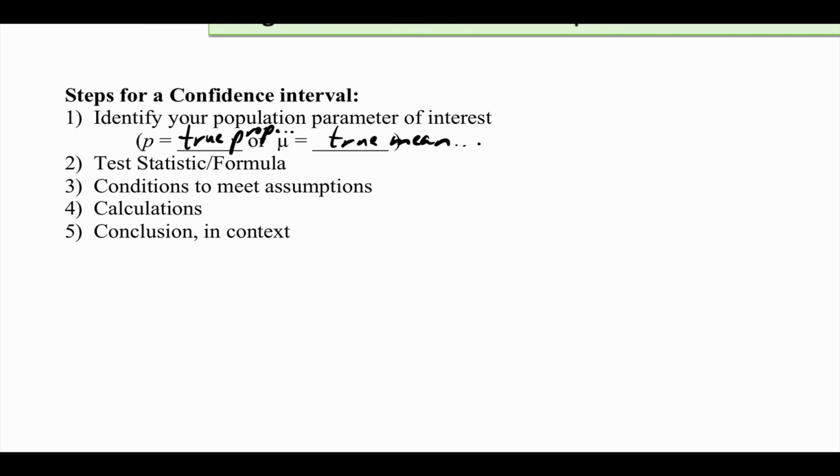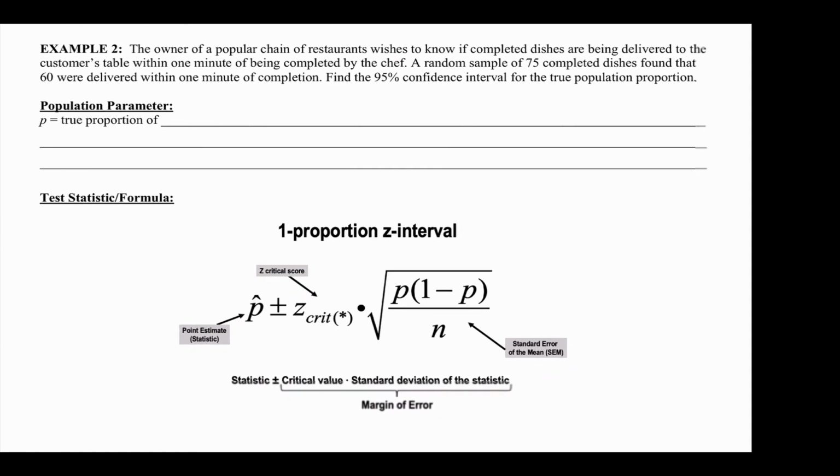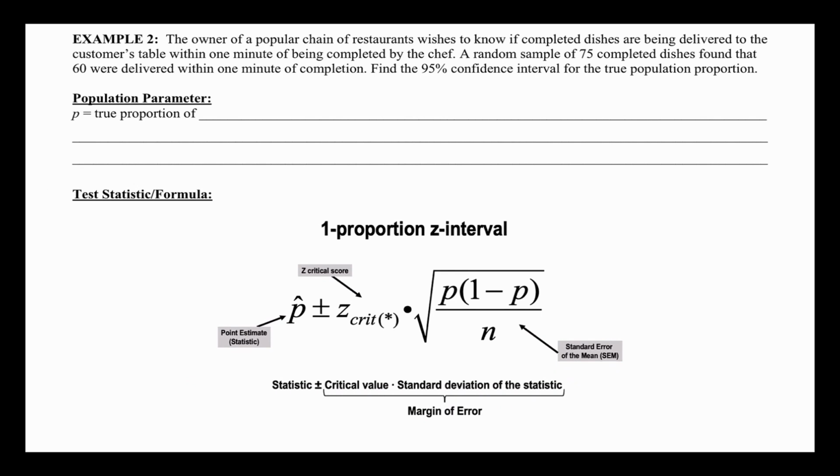Calculations. You did that before in the last test. Conclusion. You've done that before. We didn't call it a conclusion. We called it a sentence to interpret, right? But conclusion is exactly what that is. All right, so let's do one problem. Then we'll be done.